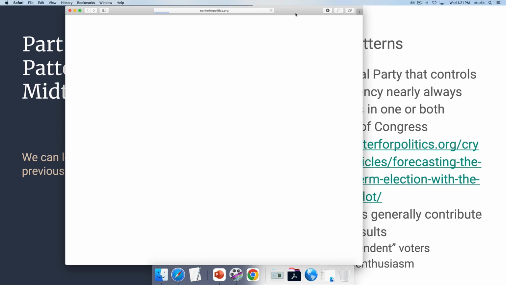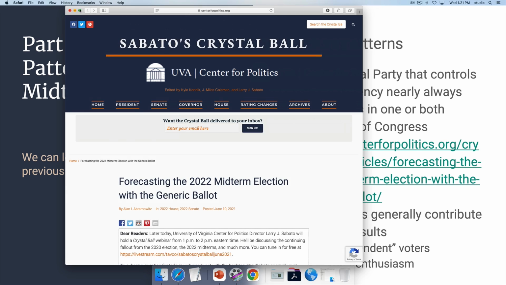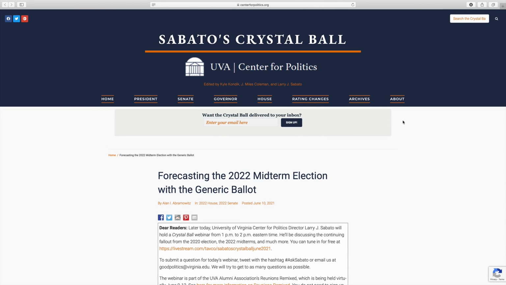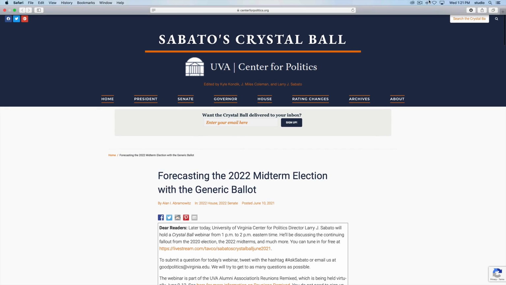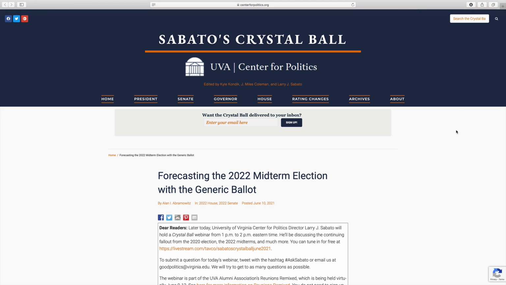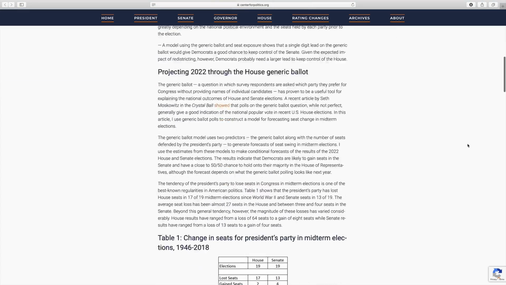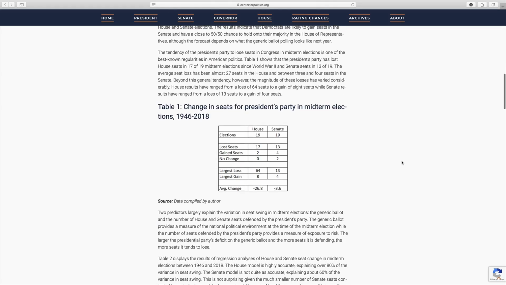Okay, so I'm going to pull up a website here. This is an article from Sabato's Crystal Ball, a website I refer to more a little later on. Okay, so let's see. So if you look at table 1 of this article, it shows change in seats for the president's party in midterm elections from 1946 to 2018.